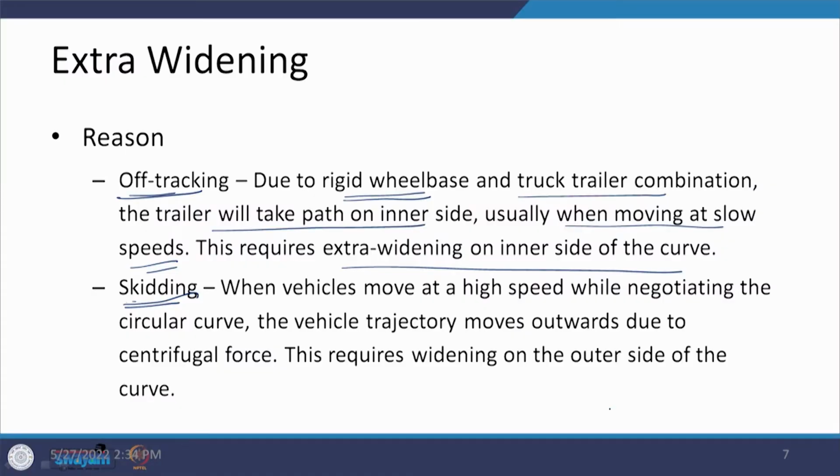And in the case of skidding, when you are moving at a higher speed and negotiating a curve, there is obviously a centrifugal force acting outwards, and because of the value of V, which is compounded as a square in terms of force, it is going to create a jerk towards the outer side. To control the vehicle so that it remains on the carriageway, we again require widening on the outer side. It means there is a requirement of widening on the inner side and on the outer side, and there are two types of widenings which we talked about: one is mechanical widening, another is psychological widening.